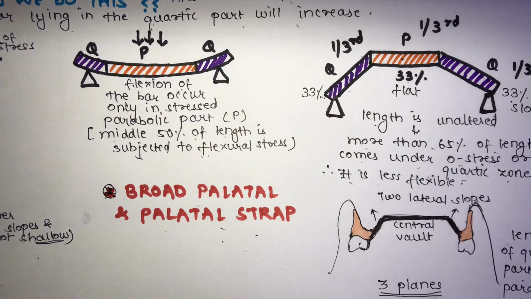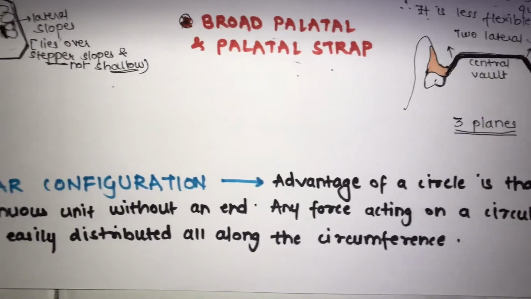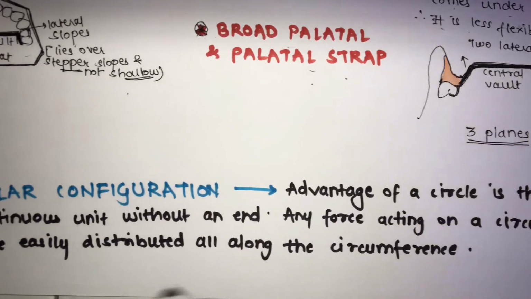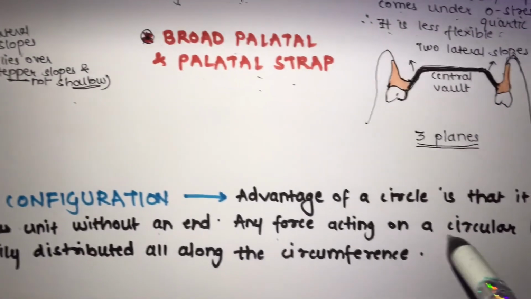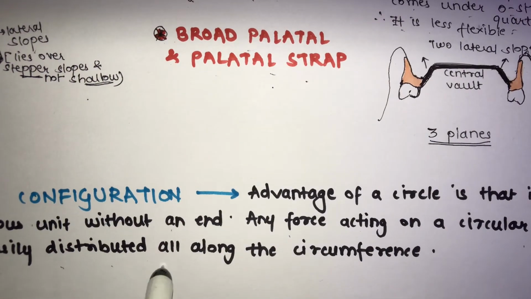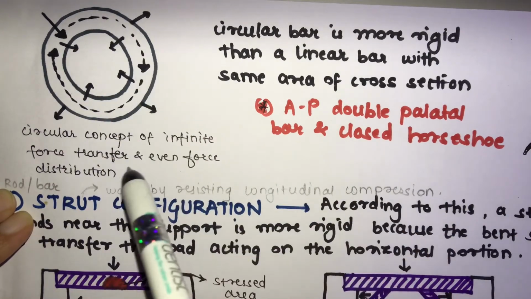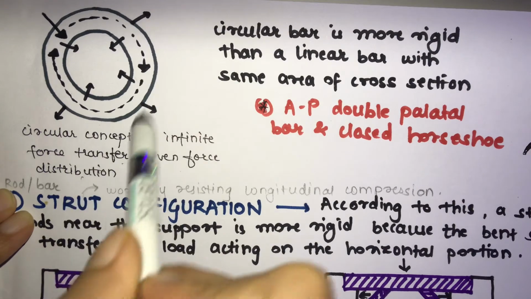So this was the first principle, that is L beam or L bar. The next one is this circular configuration. The advantage of a circle is that it is a continuous unit without an end. Any force acting on a circular bar can be easily distributed all along the circumference. So this is the circular concept of infinite force transfer, and there is even force distribution over here.